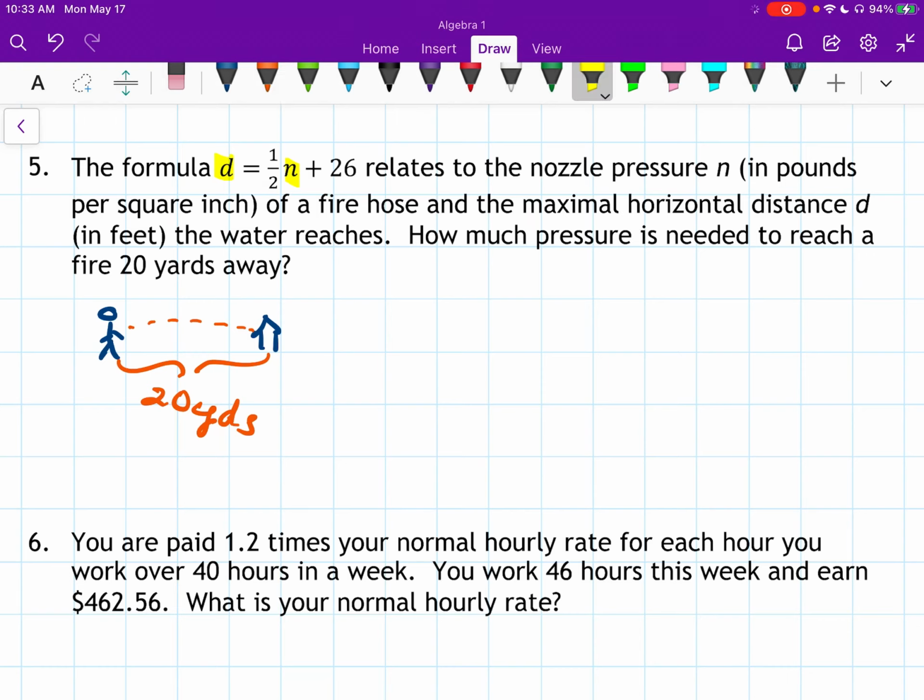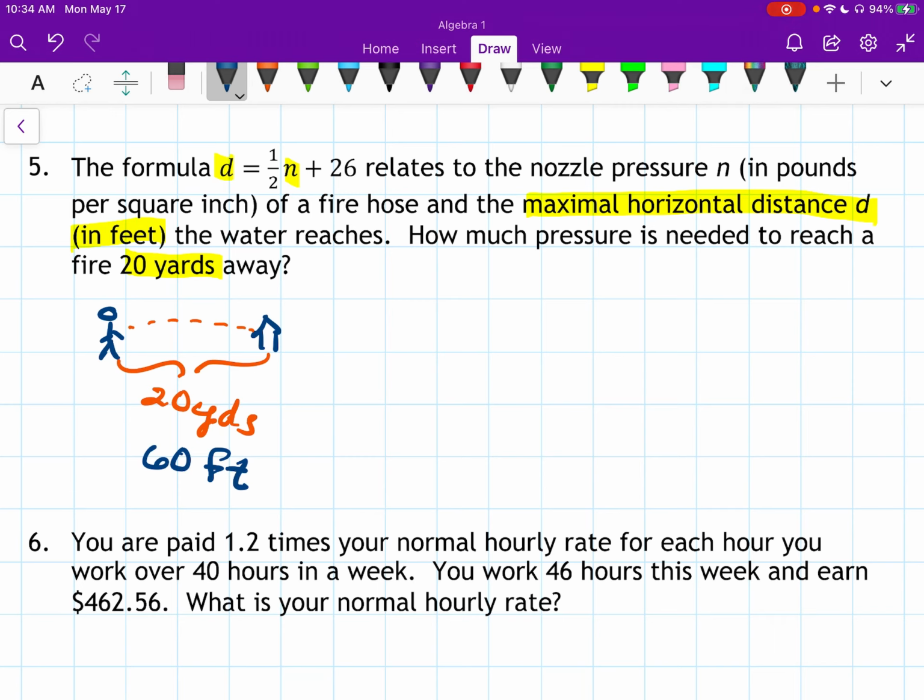Now, one of the things we're going to need to notice here is the units. It says that it's 20 yards away, but it says here the maximal horizontal distance D in feet. So for starters, let's convert yards to feet. And we should know that there are 3 feet in every yard, right? So I'm going to say 20 times 3 is going to be, what is that going to be? 60 feet. So we're trying to shoot the water 20 yards or 60 feet, right? That's the same thing.